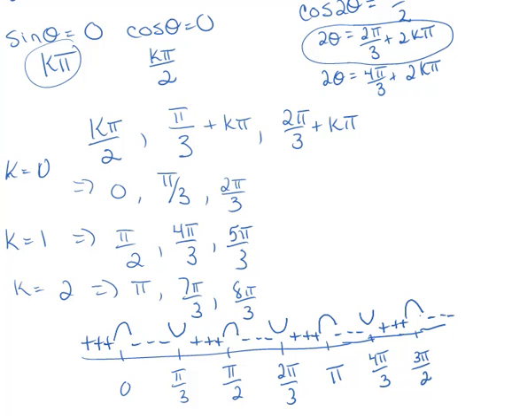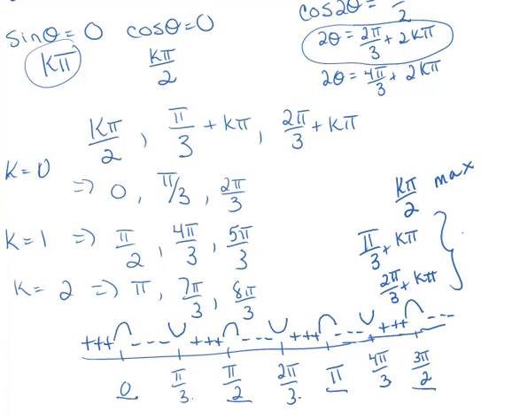So it looks like you have maxes at 0 and pi over 2 and pi and 3 pi over 2. So at k pi over 2, you have maxes. And then at pi over 3, 2 pi over 3, 4 pi over 3, all of these over 3s, so at pi over 3 plus k pi and 2 pi over 3 plus k pi, you have mins. So that was quite a tricky problem to evaluate.